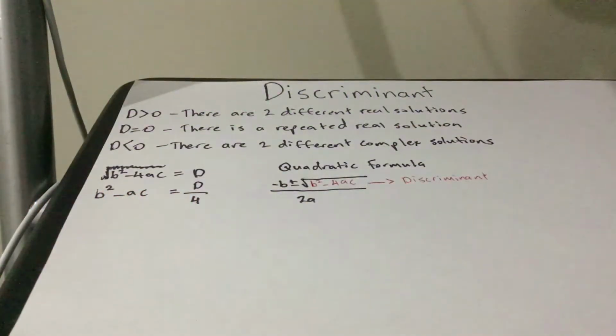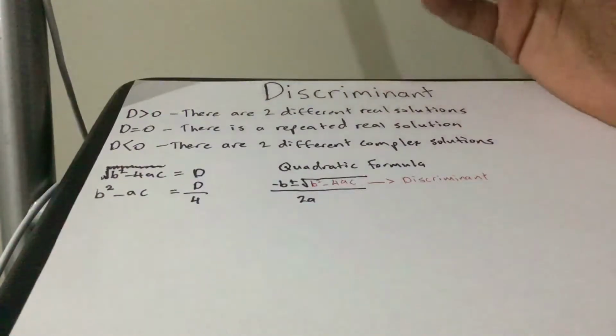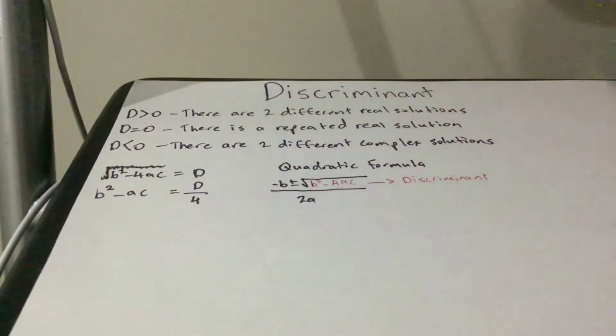Today we'll be learning about the discriminant. As you see, I've put up the quadratic formula, which indicates b squared minus 4ac in red pen. So basically, the term inside the square root is to determine what types of solutions a quadratic equation may have. For example, as you see, D is greater than 0, and D is equal to 0, and D is less than 0.